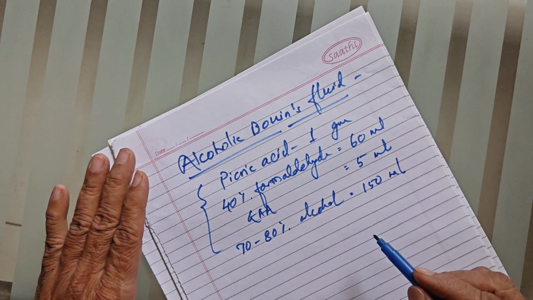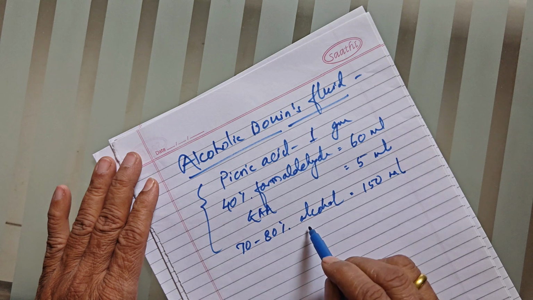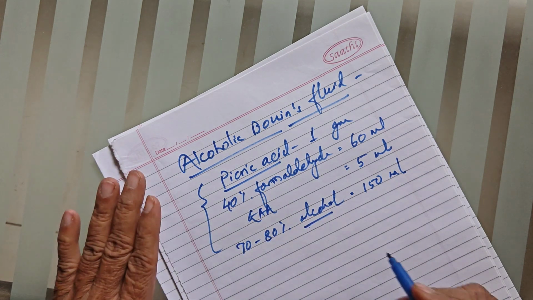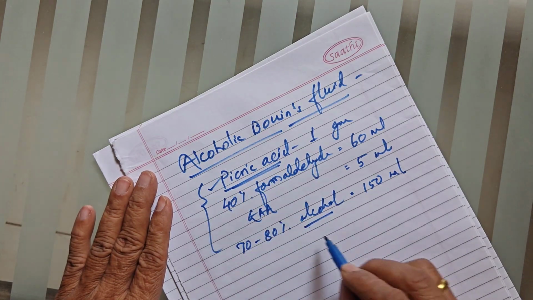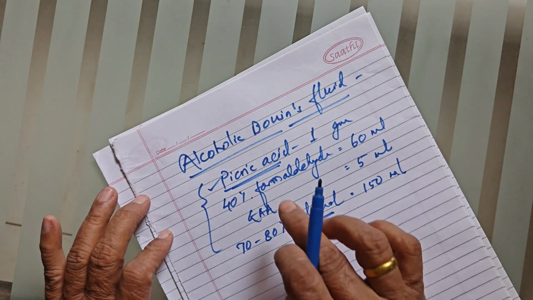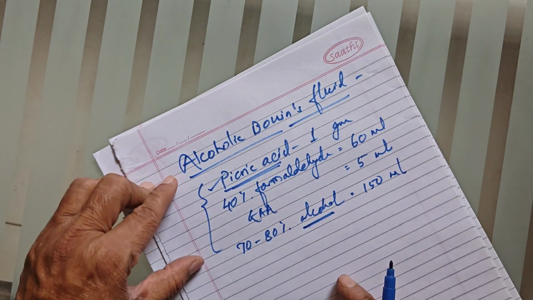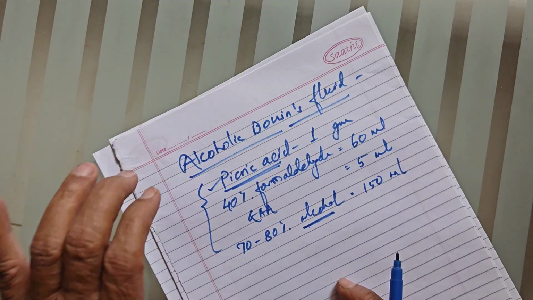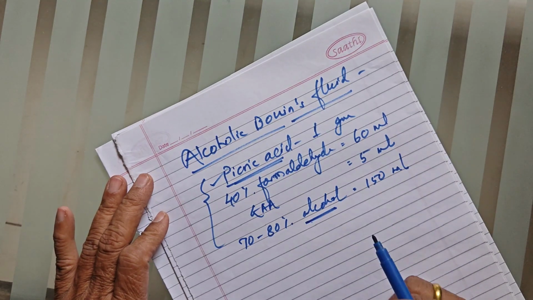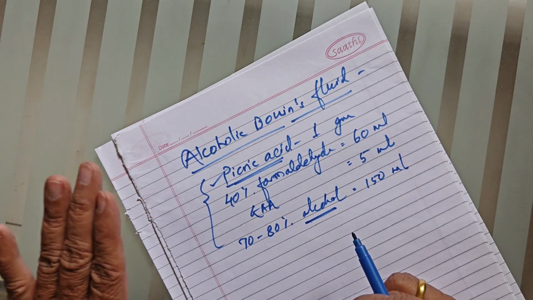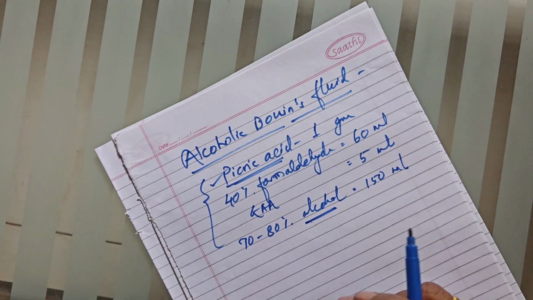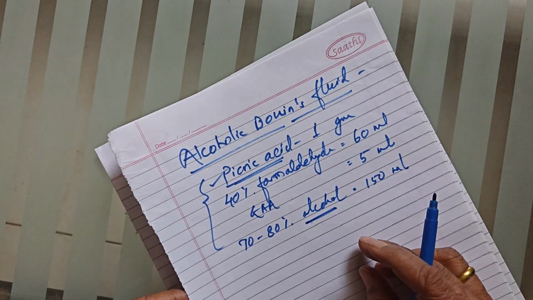The primary use of alcohol is to increase the concentration of picric acid in the solution, because picric acid is much more soluble in alcohol than in water. So to increase the concentration of picric acid, we are using alcoholic Bouin's. This alcoholic Bouin's fluid is recommended for very dense objects. It is also recommended for fixation and decalcification of bone marrow. So this is about the alcoholic Bouin's.